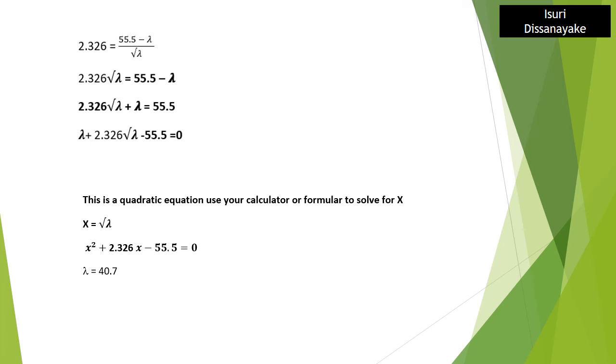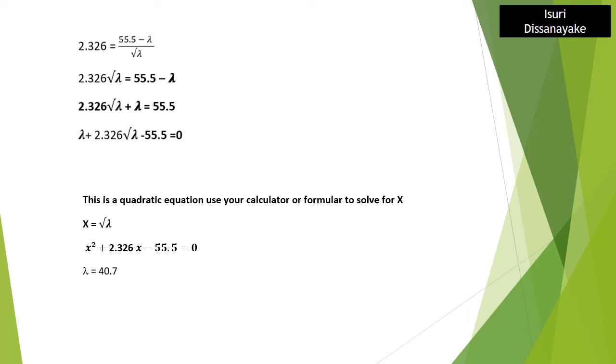So either you can use the calculator to solve the quadratic equation, or you can use the formula, that is x equals minus b plus or minus square root of b squared minus 4ac over 2a, to solve for the value of x. We have to take x is equal to square root of lambda. So we can rewrite the given equation as x squared plus 2.326x minus 55.5 is equal to 0.